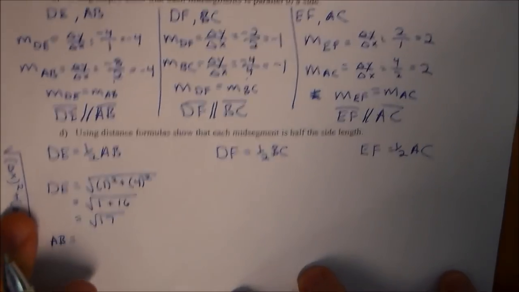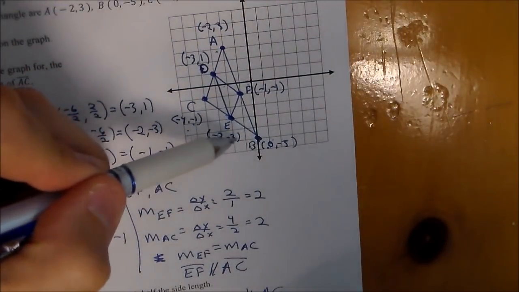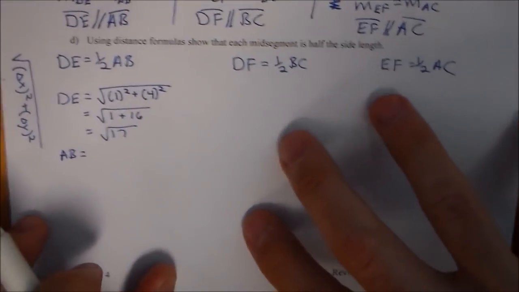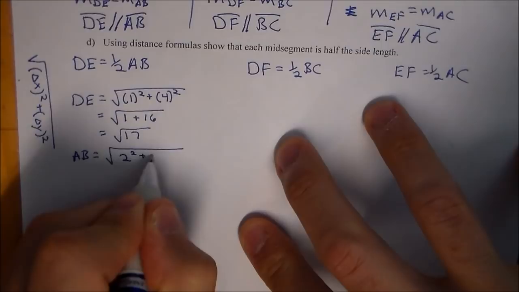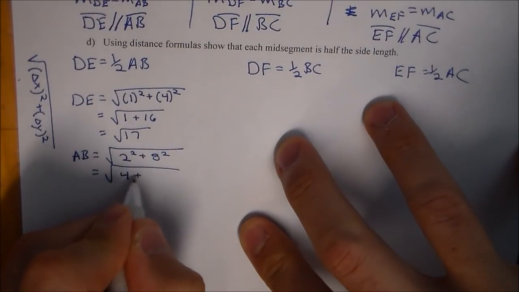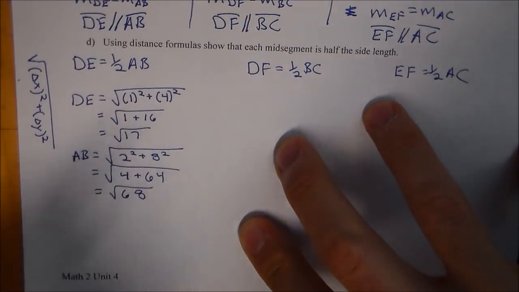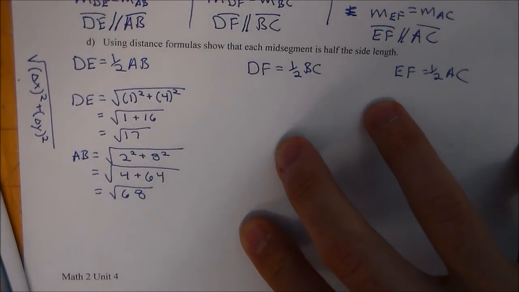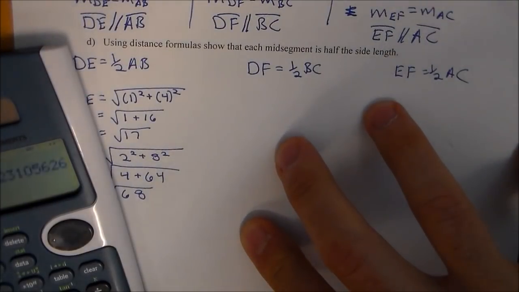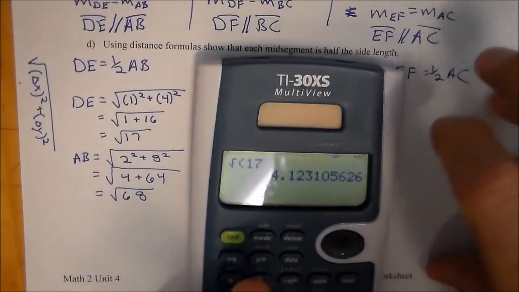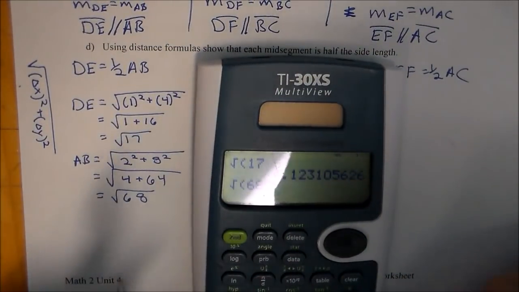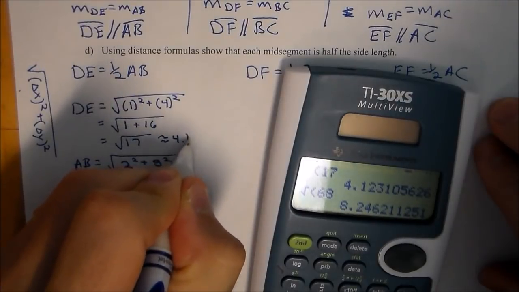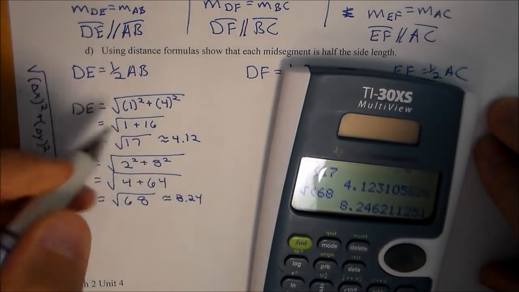Now AB. A to B, it changed 2 here, and it went from negative 5 to 3, so it changed 8 here. So 2 and 8. So for AB, I'm going to do the square root of 2 squared plus 8 squared, which gives me 4 plus 64, which gives me the square root of 68, which at first look doesn't look right, because 17 and 68. What you could do is look at their decimal values. The square root of 17 is approximately 4.12, and the square root of 68 is 8.24. So that actually shows it's doubled, so it does double in length.